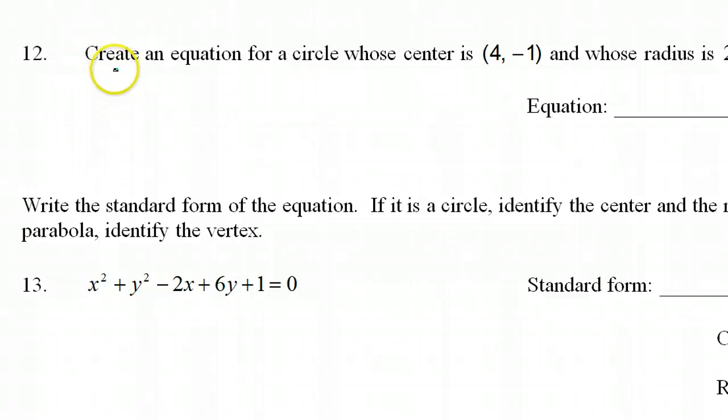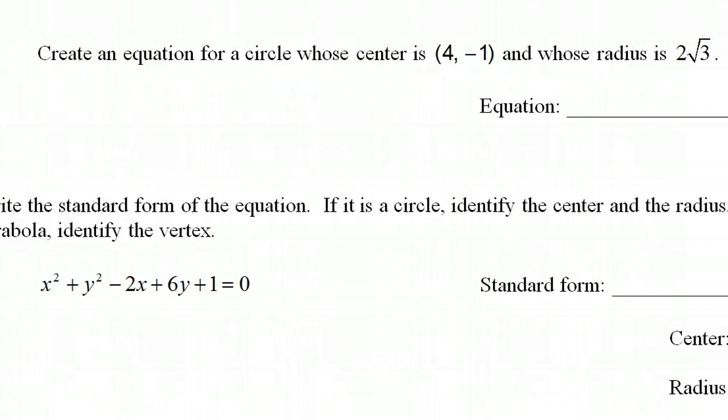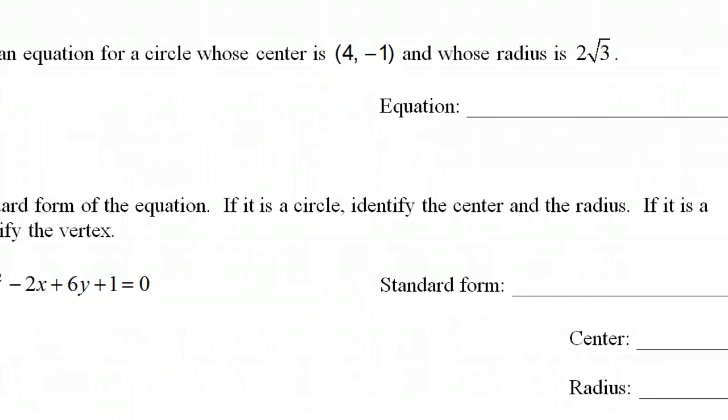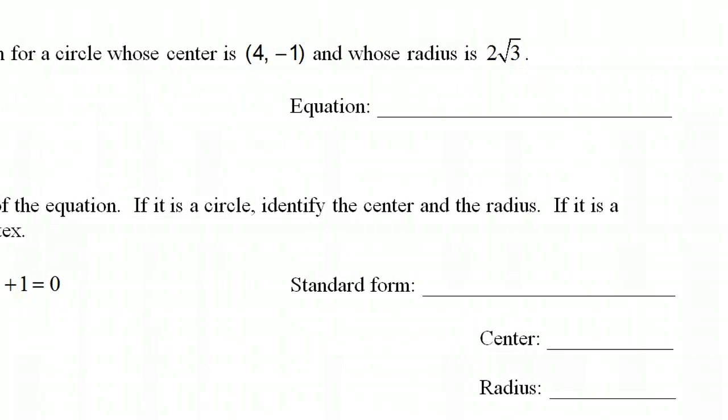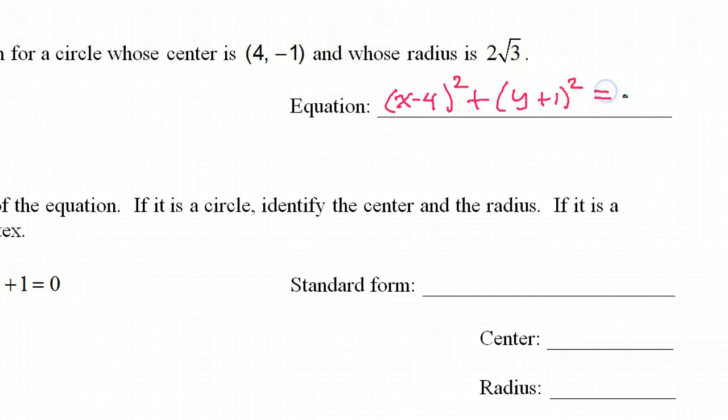Alright, number 12. Create an equation for the circle whose center is (4, negative 1) and radius is 2 radical 3. Well, the center alone gives us the entire left side of the equation. So this is going to be (x minus 4) squared, because the opposite of that, plus (y plus 1) squared, the opposite of that. Now, of course, this will be equal to the radius squared.